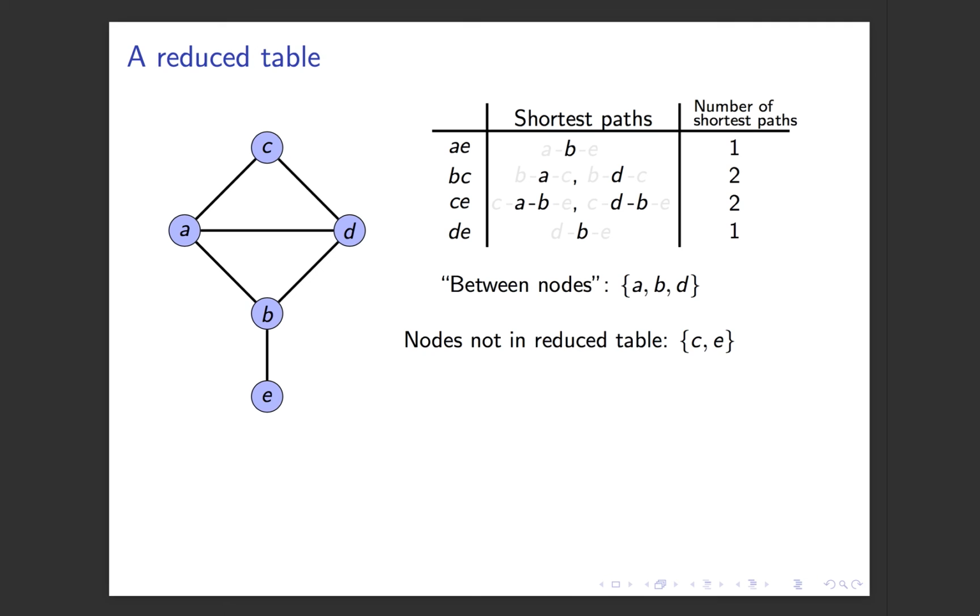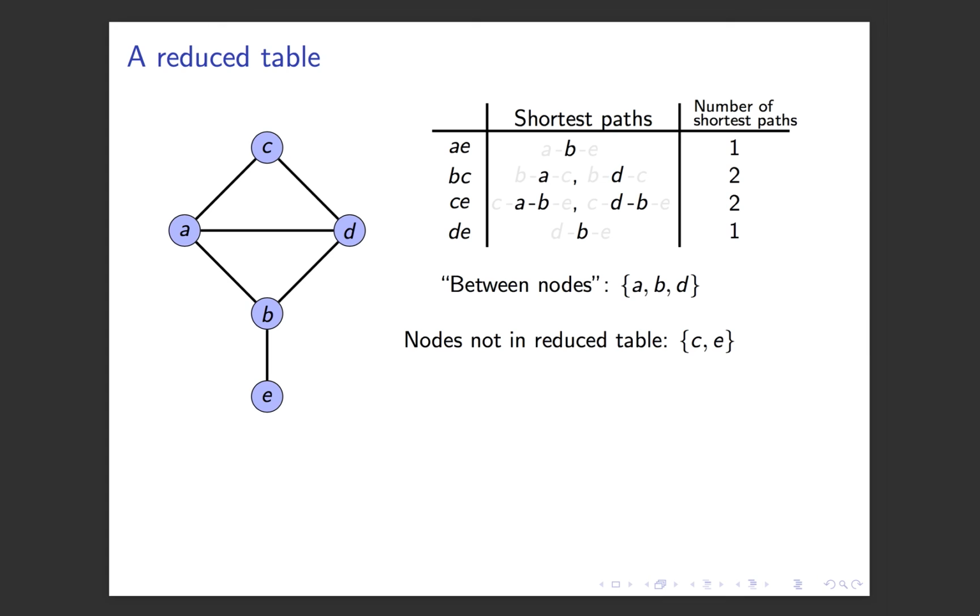Notice that there are some nodes in our network which don't appear anymore in the reduced table shortest paths column. Specifically, C and E don't appear after we've reduced our table. This equates to essentially the fact that C and E will never appear in the middle of a shortest path between two other nodes in the network.